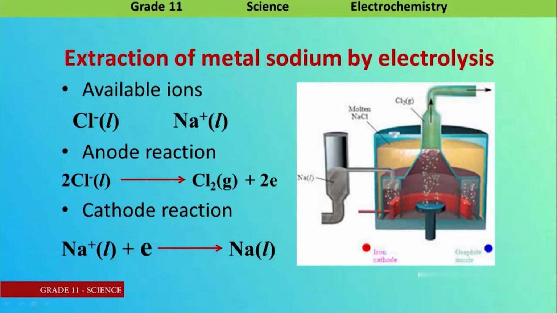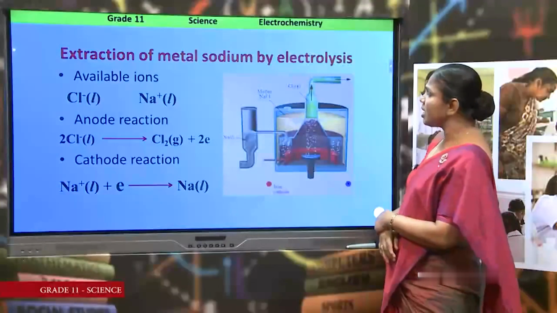Right, now just look at what chemical reactions take place in this setup. See the available ions, chloride ions and sodium ions. What is the anode reaction? Chloride ions are attracted to the positive electrode, the anode, and release electrons to form chlorine gas. And the cathode reaction: sodium ions are attracted to the cathode and receive electrons to form sodium metal. Okay, children.